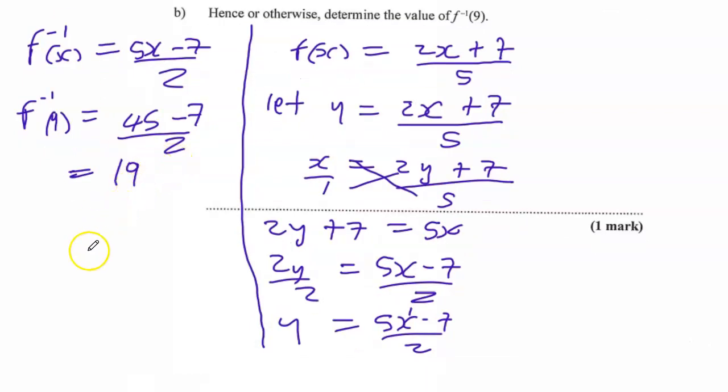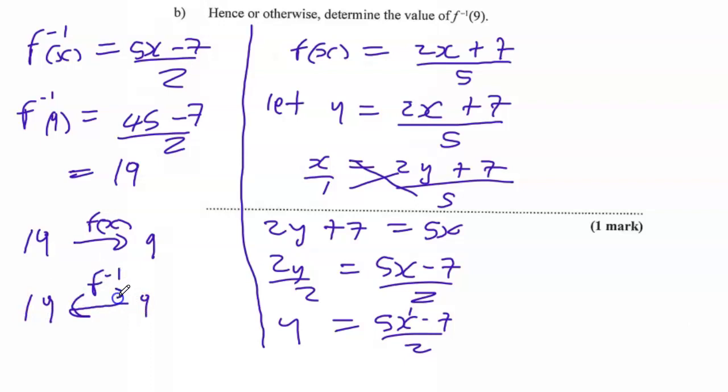Another way we could have deduced the solution: remember the original function maps 19 to 9. This was f of x maps 19 to 9. So the inverse function would do the opposite by mapping 9 to 19. So f inverse 9, of course. Which means that if f of 19 gives you 9, then f inverse 9 should give you 19. So this is the solution.